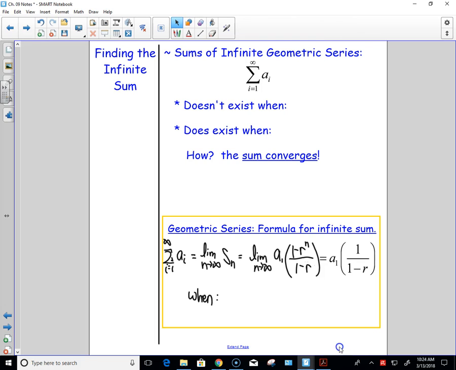Okay, it's time for us to talk about the when. We saw two different examples. One of them converged to the formula that you see down below, a sub 1 times 1 over 1 minus r. One converged, and the reason why is because r was 3/10. It does not matter where it starts. What matters is what the terms are being multiplied by in the series. Since r was 3/10, yes, it converged, and it converged to that little baby formula here at the very end.